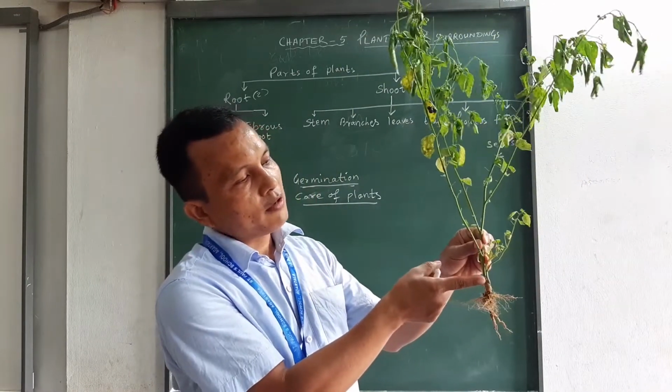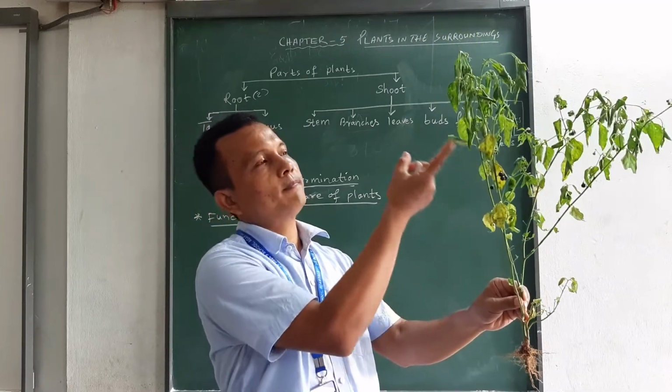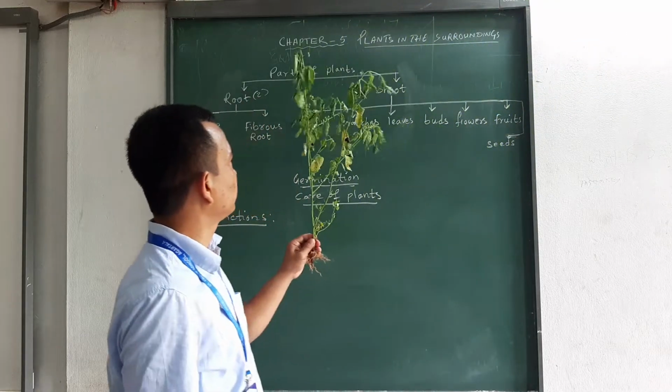You can see these green portions, which is on the top of the soil. This is the main stem. Let us talk about the stem.